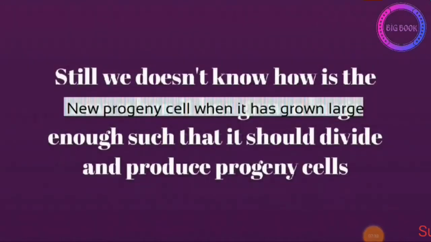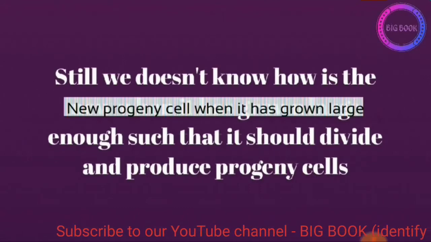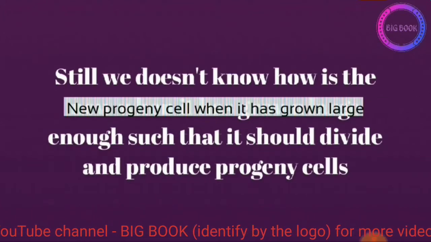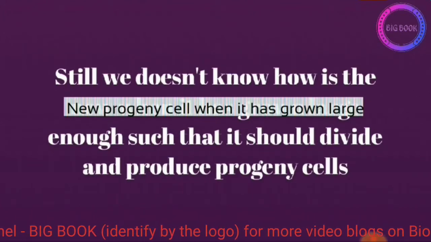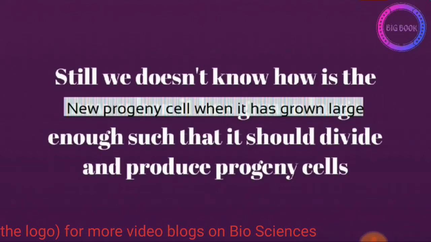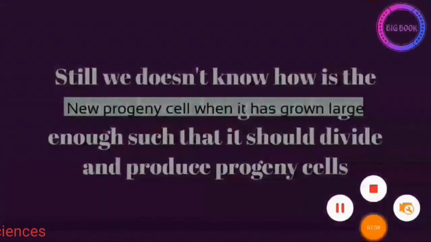And we still don't know how a new progeny cell, when it has grown large enough, should divide and produce progeny cells. It is also not known how a progeny cell comes to know that it has grown large enough so that it has to take part in cell division and produce progeny cells.